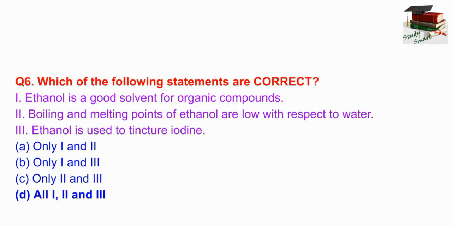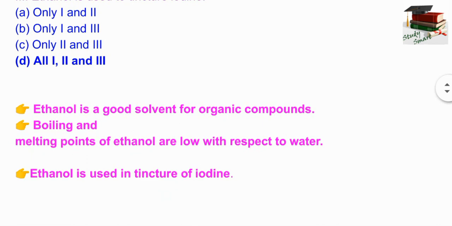Next question. Which of the following statements are correct? Ethanol is a good solvent for organic compounds. Next statement, boiling and melting points of ethanol are low with respect to water. Third statement, ethanol is used in tincture of iodine. Now see about ethanol. Ethanol is a good solvent for organic compounds. Boiling and melting points of ethanol are very low with respect to water. And third, ethanol is used in tincture of iodine.